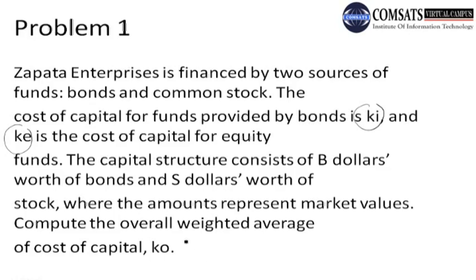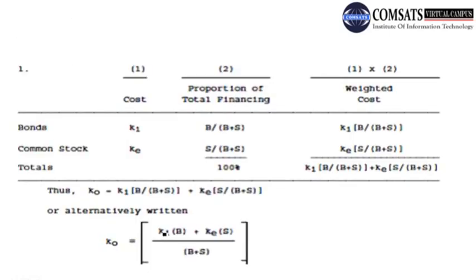It is represented as K naught. So we have to find out the weighted average cost of capital in this case. First of all, in the total capital structure, which includes bonds plus stocks, that is B plus S, we apply the required cost of capital. So this is the solution of this problem: bonds are represented as KI, and the cost of common stock is represented as KE.